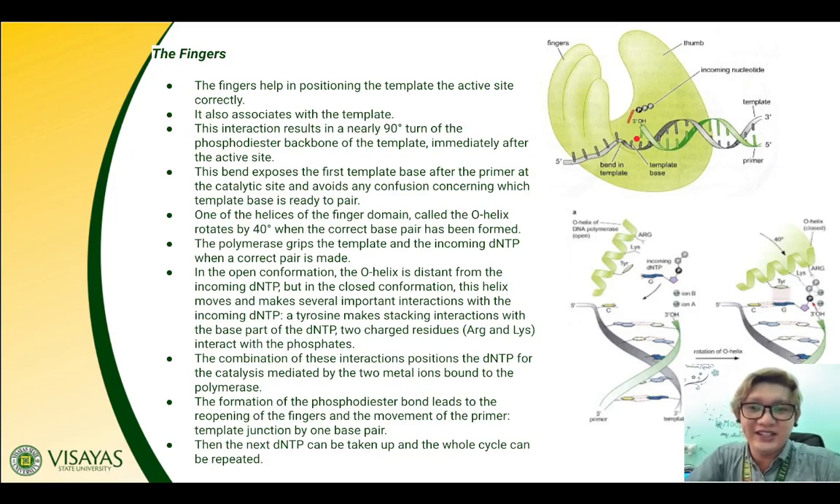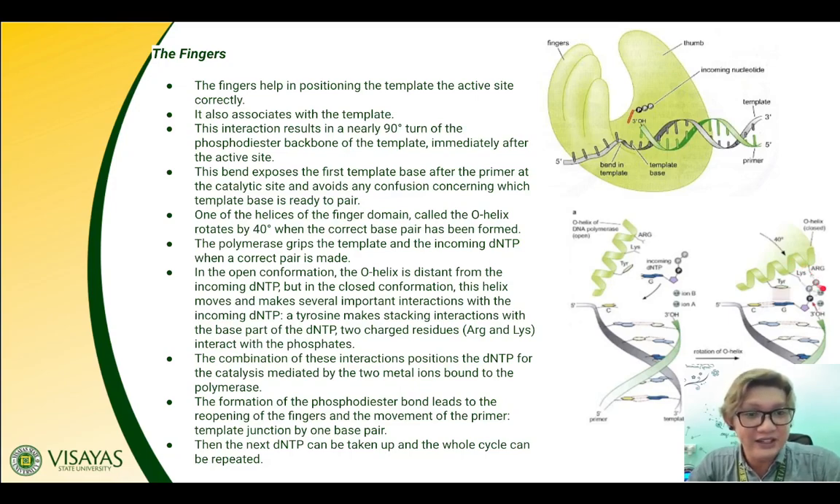One of the helices of the finger domain, called the O helix, rotates by 40 degrees when the correct base pair has been formed. So the polymerase then grips the template and the incoming dNTP when the correct pair is made. In the open conformation, the O helix is distant from the incoming dNTP, but in the closed conformation, this helix moves and makes several important interactions with the incoming dNTP.